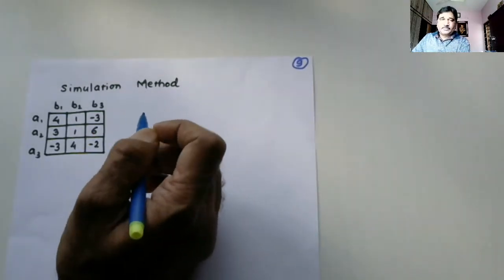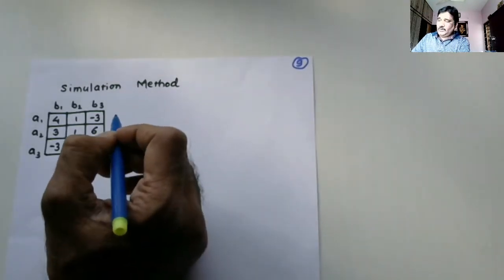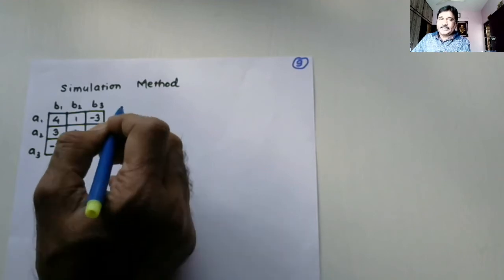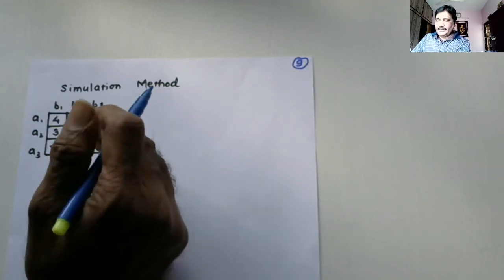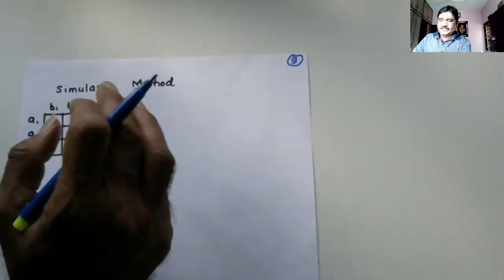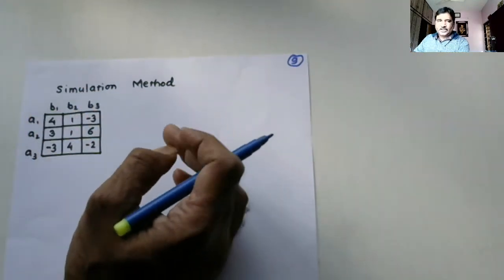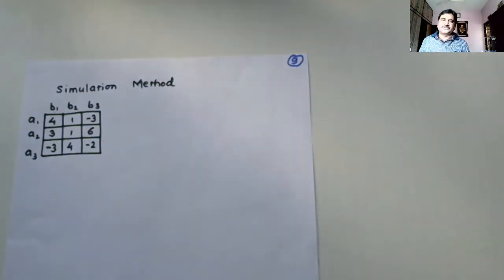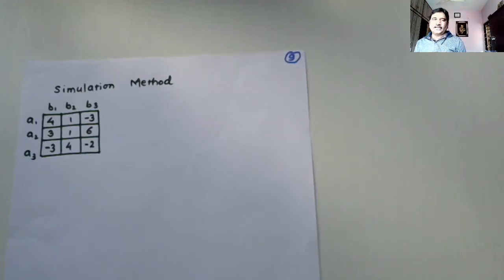So in the simulation method, we will be actually playing the game. We will be playing from the side of A as well as from the side of B. We'll be playing it for some specific number of times, and after that, based on the choices made by player A and player B, we will be arriving at the proportion in which each course of action is to be selected, and also the game value.